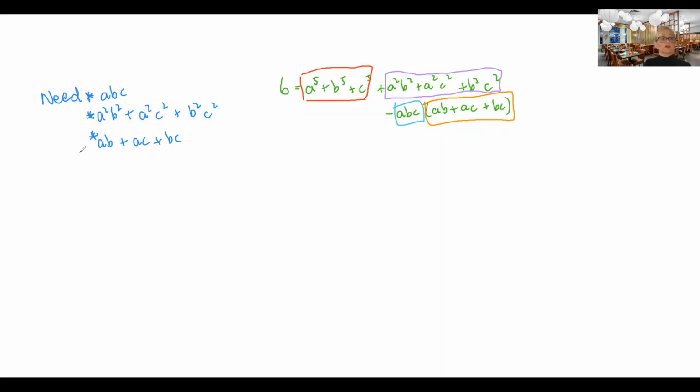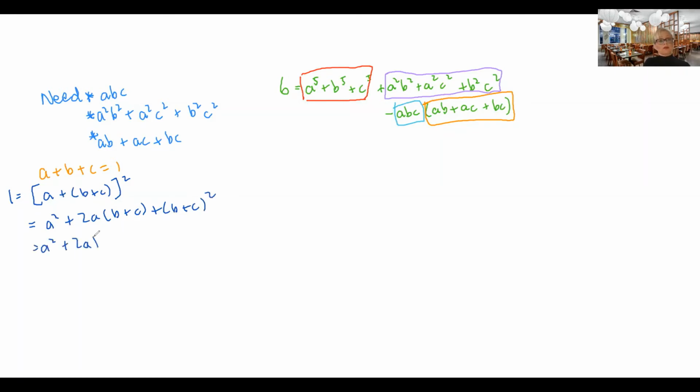My first thought when I saw that a plus b plus c is 1 was, well, why don't we square that expression? No reason why we can't square the whole expression and see what we end up with. So how would I square that? To do this, I do a plus b plus c squared. Obviously, that's 1 squared. Doing it this way, we get our a squared plus our 2a times b plus c plus our b plus c squared, which is a squared plus 2ab plus 2ac plus b squared plus 2bc plus c squared.